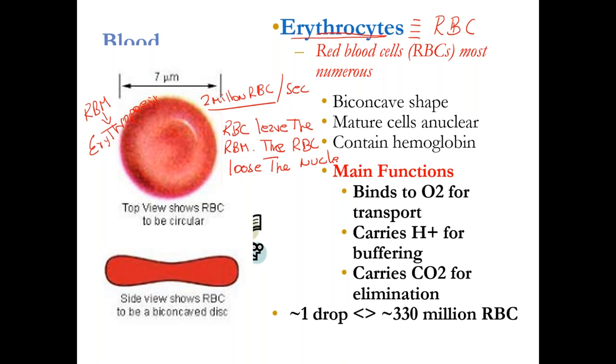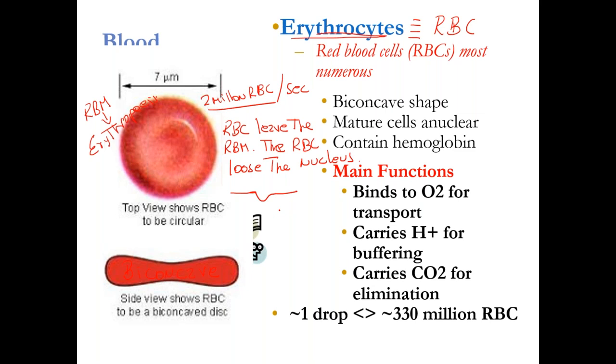If they lose the nucleus, so suppose the nucleus is here, the cell is going to have this shape, a biconcave shape. For example, you go on the highway and you see, not a bump, but a small indentation like this, right? So that is concave. And the red blood cell is called biconcave.